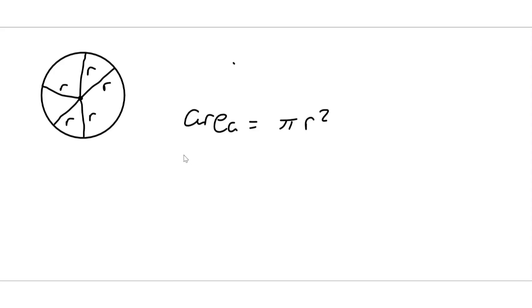Don't get it confused with the circumference formula, which is pi d, where d is the diameter. This is how we defined pi. Okay, so that's the formula for circumference. This is the formula for area. So be sure to just be able to distinguish between those two.